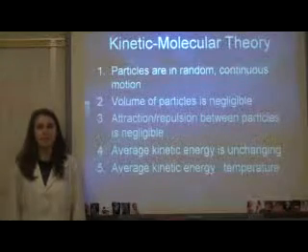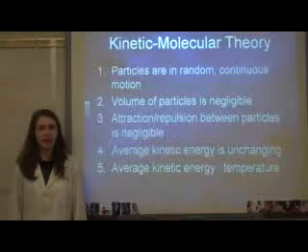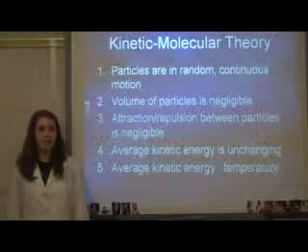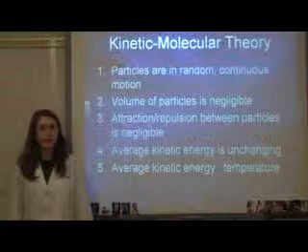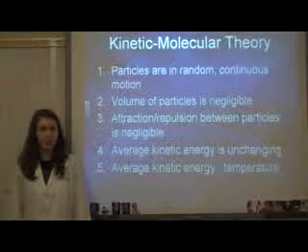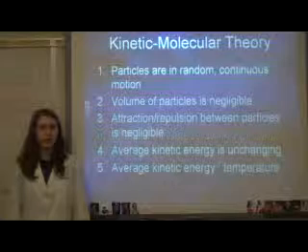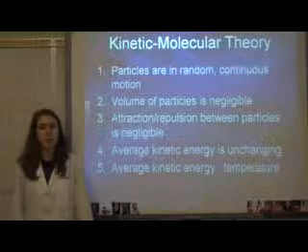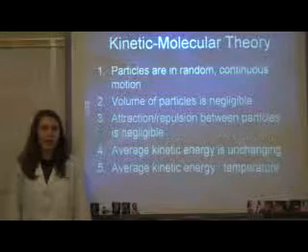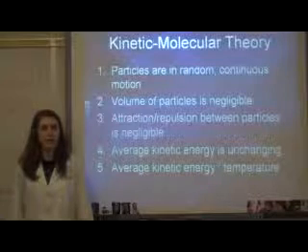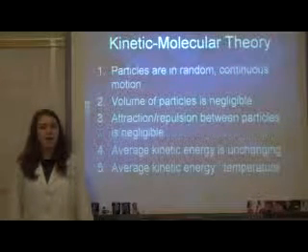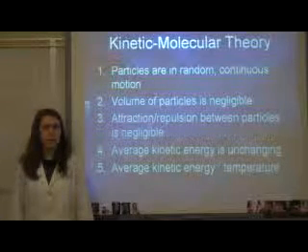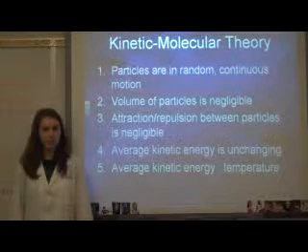Another main part of gas laws is the kinetic molecular theory that explains why gases behave the way they do. There are 5 main postulates of kinetic molecular theory, the first being that particles are in random continuous motion. Second, the volume of particles is negligible to the entire volume of a gas. Third, attraction and repulsion between particles is negligible. Fourth, the average kinetic energy is unchanging, although individual energies can change. And fifth, average kinetic energy is proportional to temperature. So as temperature increases, average kinetic energy also increases.